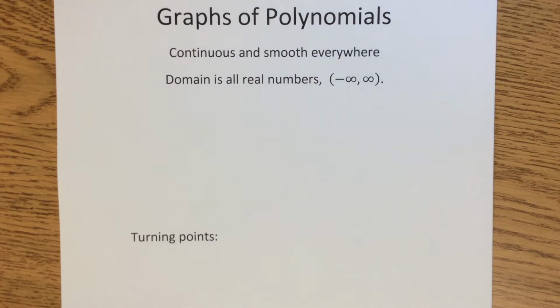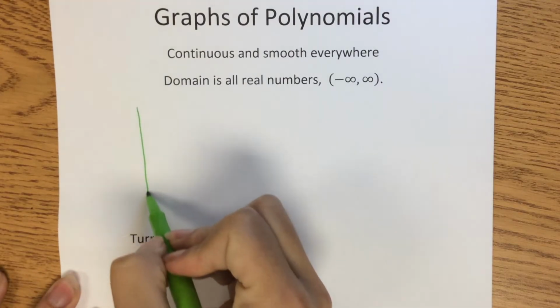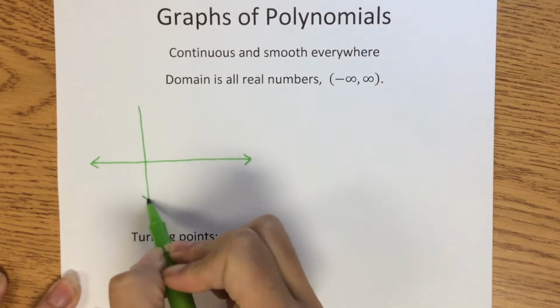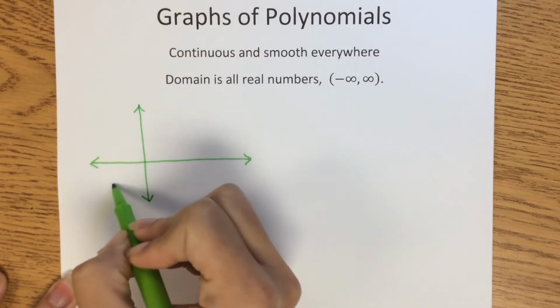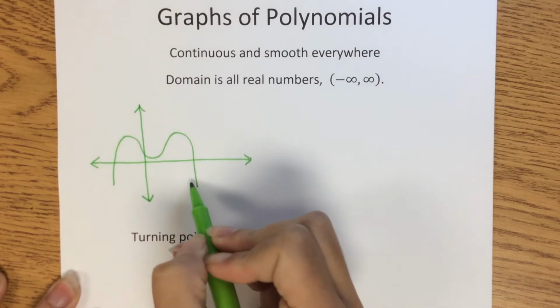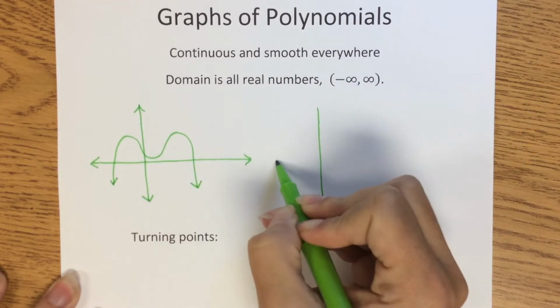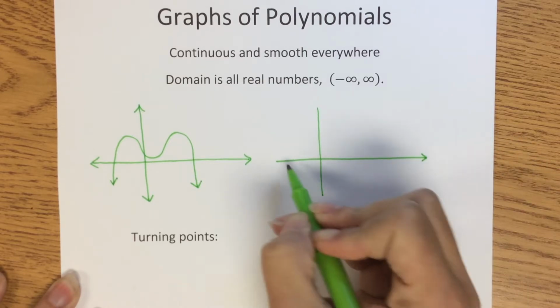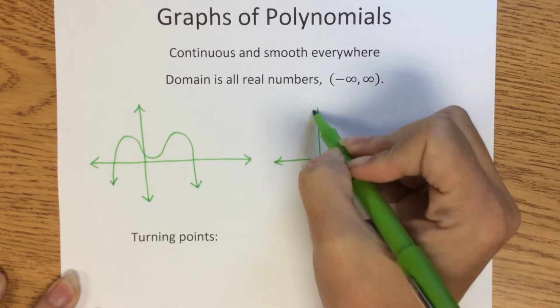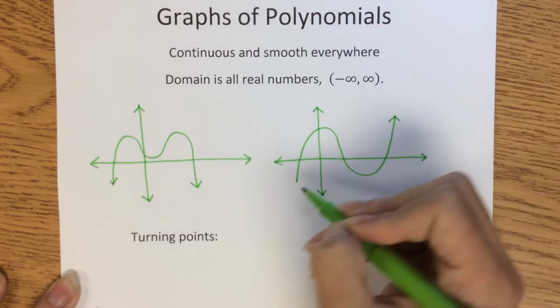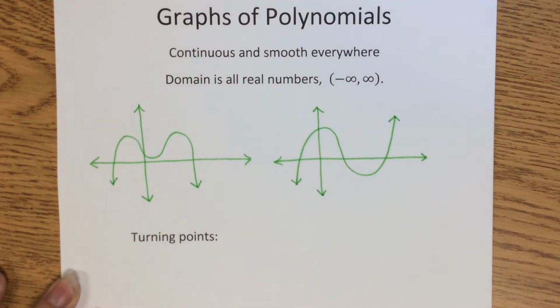Now let's talk about the graphs of polynomial functions. Graphs of polynomial functions are smooth and continuous everywhere. So you should be able to draw them without picking up your pencil. They're very pretty graphs. There are no breaks or holes or harsh turns. They're very pretty and fun to graph. Domain is also all real numbers in polynomials.